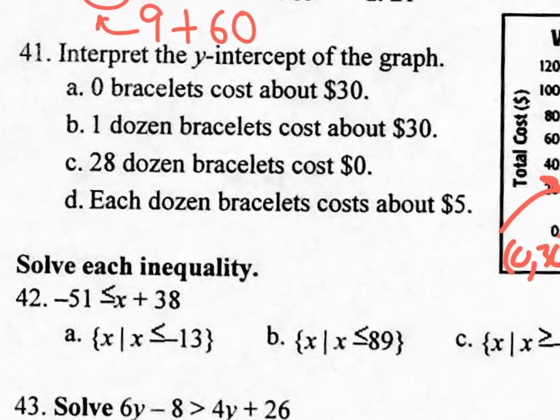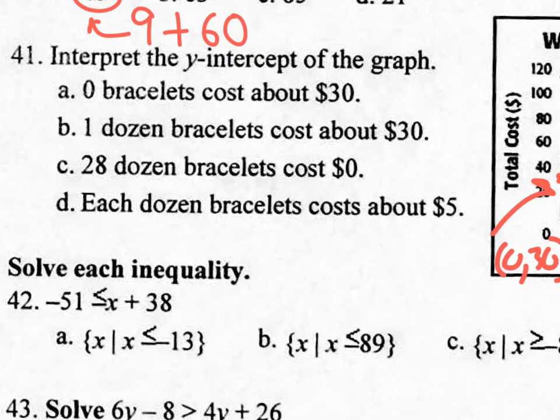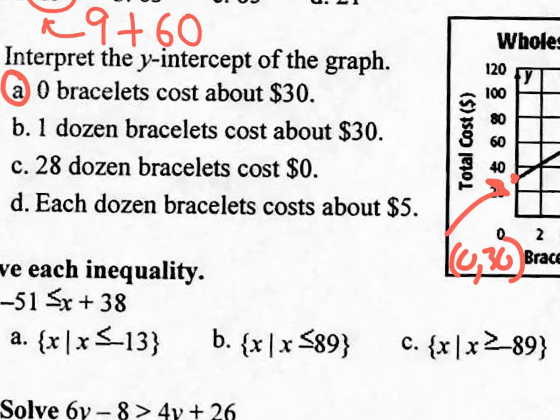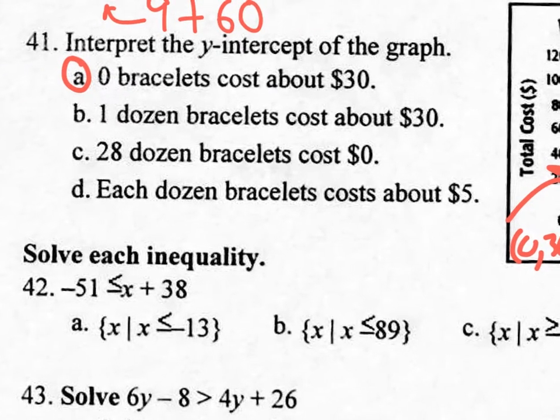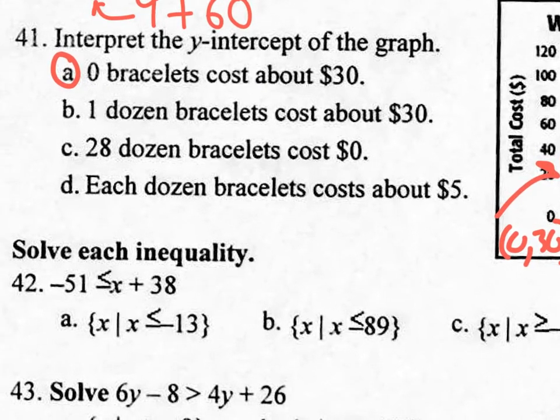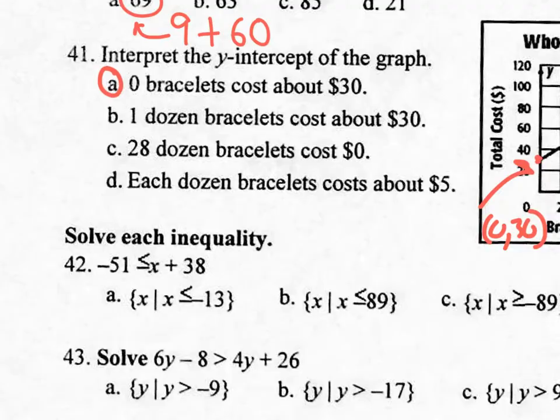Let's go over here, and which option sounds right? Option A. 0 bracelets costs about $30. In other words, $30 is the startup cost, right? It's definitely not that 1 dozen bracelets costs about $30. It's not that 28 dozen bracelets costs $0. So option A is the answer.